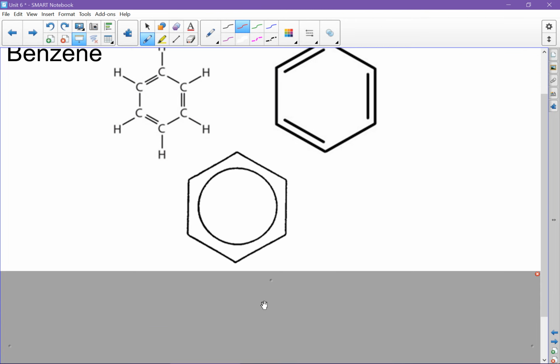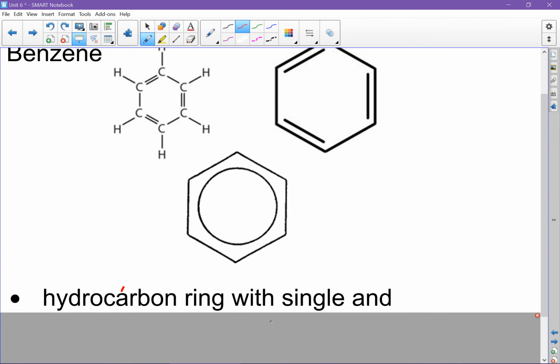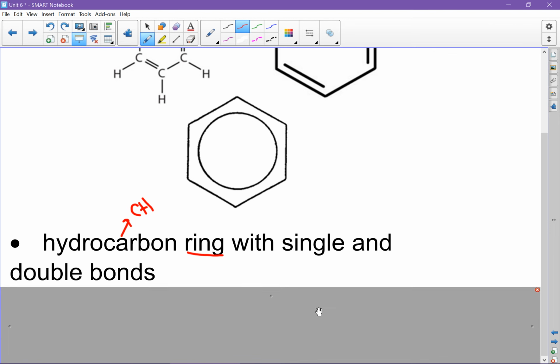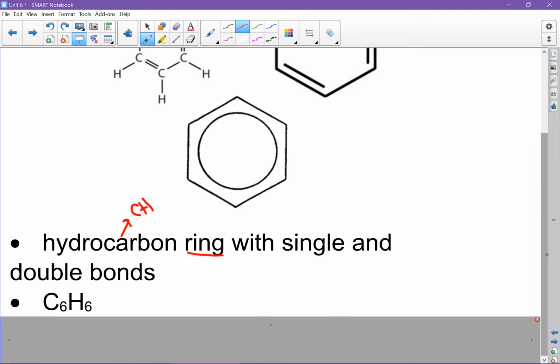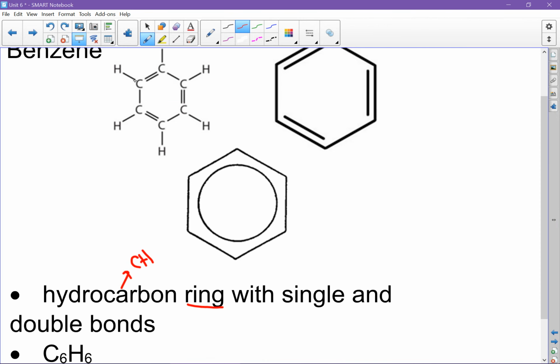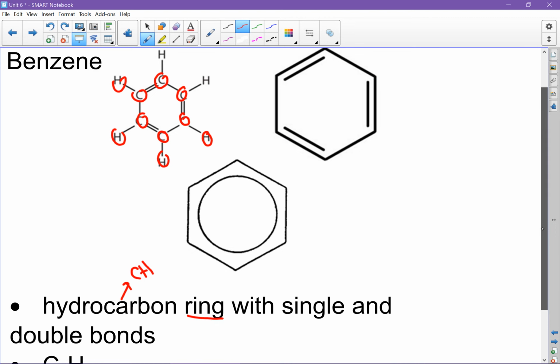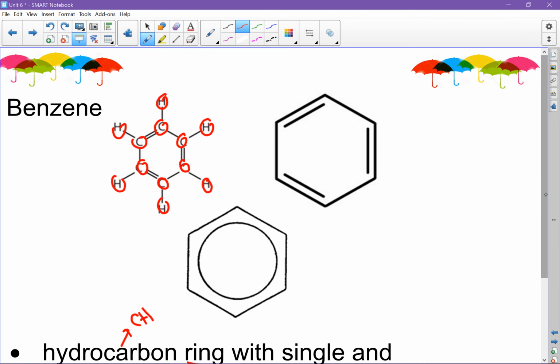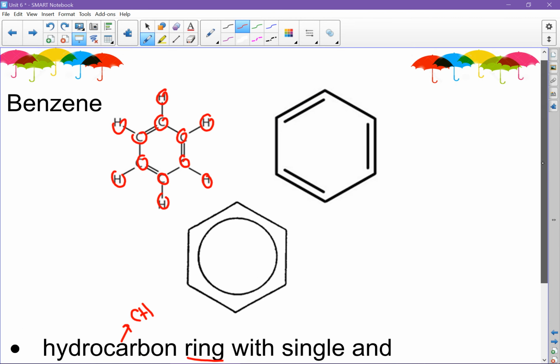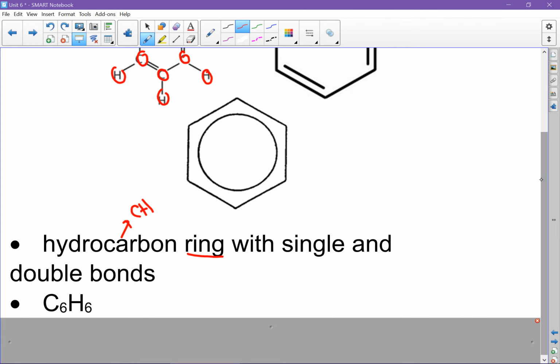So all the things you need to know about benzene. It's still a hydrocarbon because we still only have C and H, but now it's in a ring shape, and that ring alternates where you've got single and double bonds going all the way around it. The formula for that is C6H6. If you go back up to your picture and you count, there's 1, 2, 3, 4, 5, 6 carbons, and 1, 2, 3, 4, 5, 6 hydrogens. So it's C6H6, and that's in all of the pictures, even though we don't always write the C's and H's.